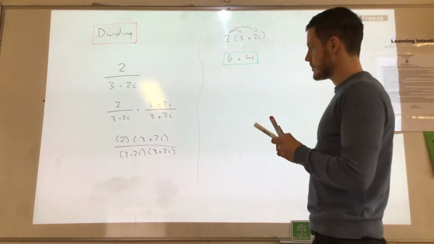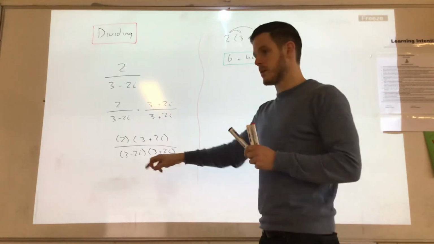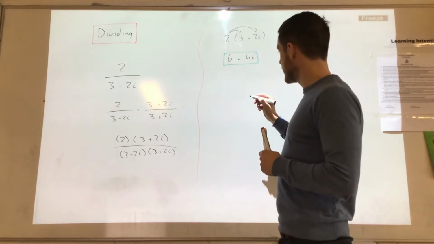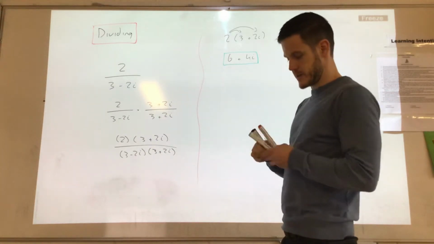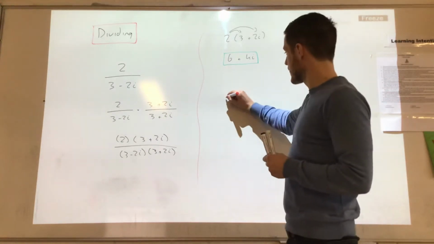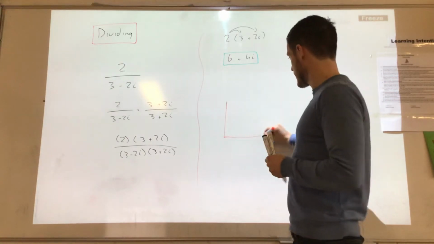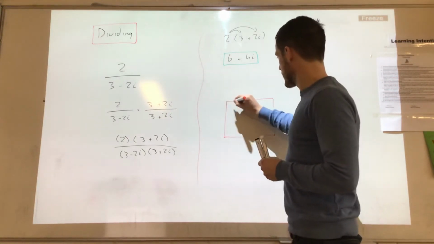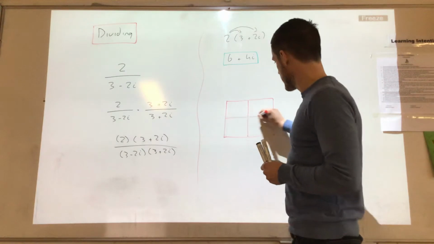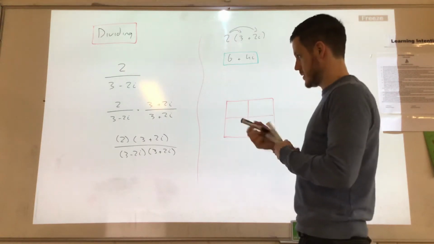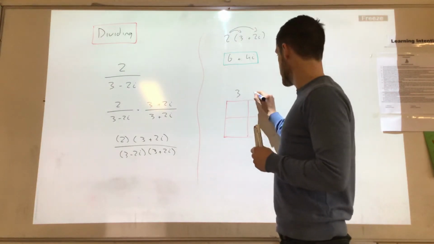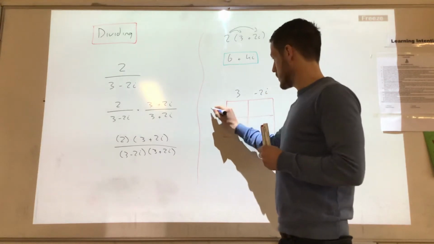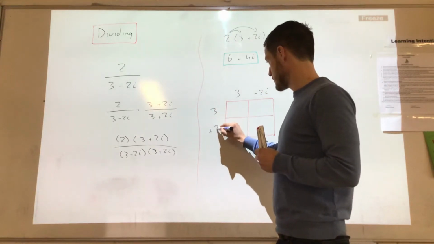Then I'm going to do the bottom brackets here. Now the bottom brackets here are a little bit more tricky. So I'm going to draw out a grid. So I'll do that in red again. And I'm going to put in 3 minus 2i. I'll put in 3 plus 2i.